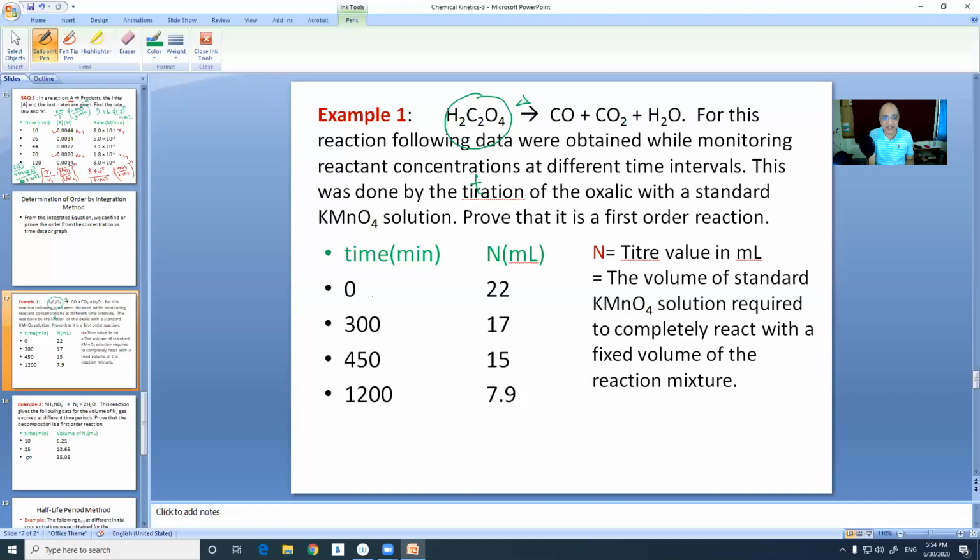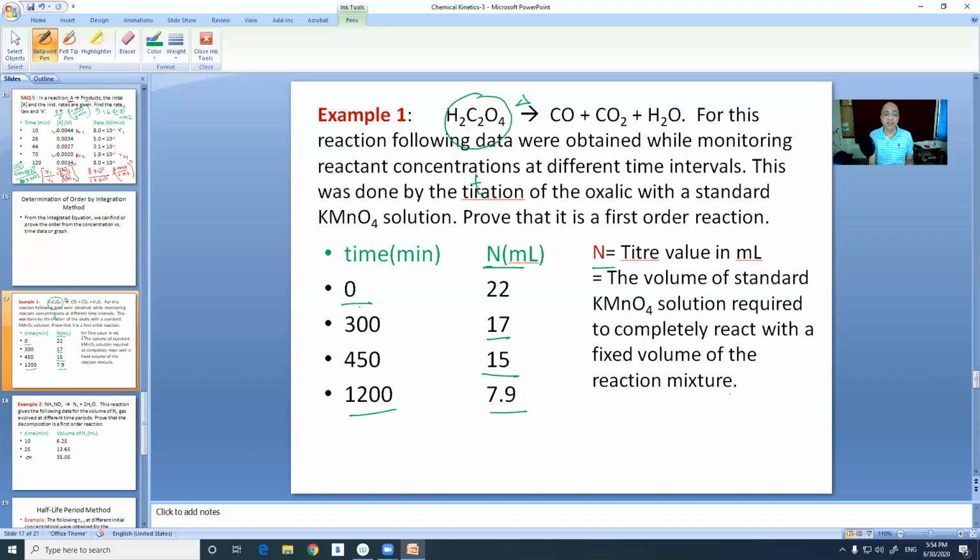Now, the first thing is, what is this N? The different time, the initial time. What is N in milliliter? I will tell you. 300 minutes after 17, 450 minutes after 15, 1200 minutes after 7.9. So what is this N? N is the titer value in milliliter, that is the volume of the standard potassium permanganate solution required to completely react with the fixed volume of the reaction mixture.